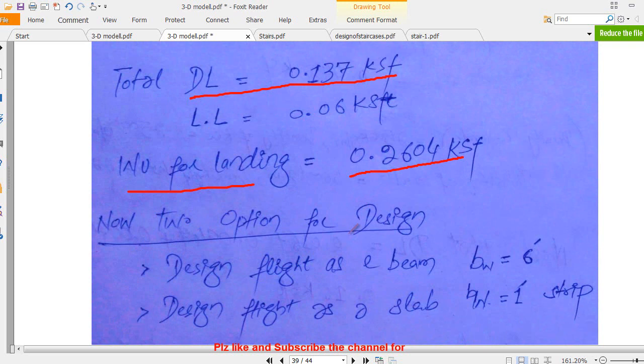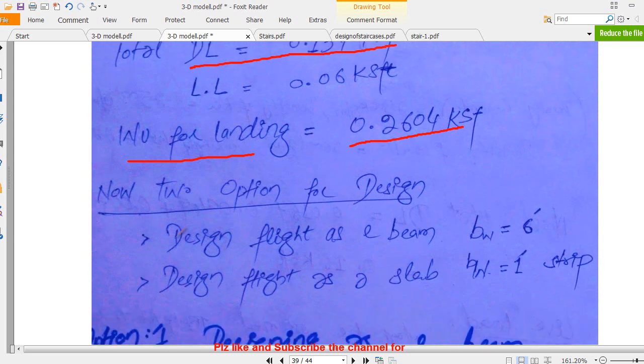Okay, now we have to go further. We have two options.